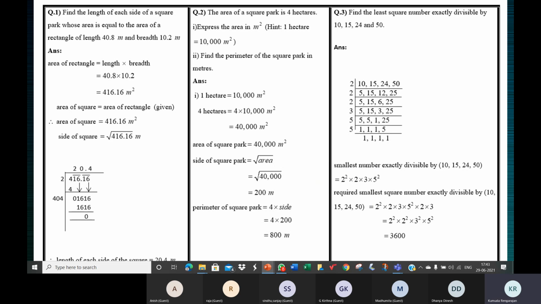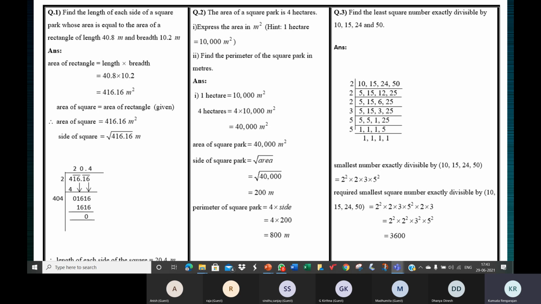Is this clear, children? Yes, ma'am. So that's what it is, children. That is the basis of this working. Now you will be wondering why should this be worked like this? It's because first we find the smallest number, which is the LCM, and then the required smallest square number.